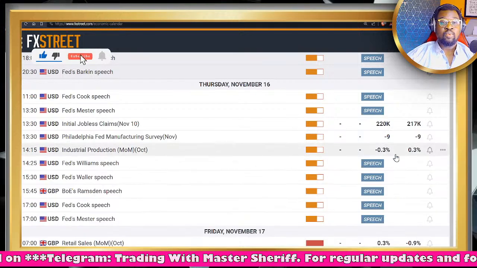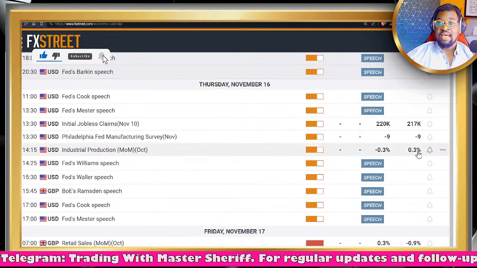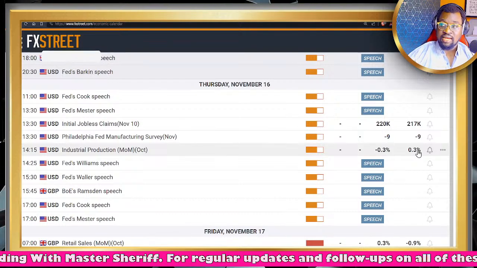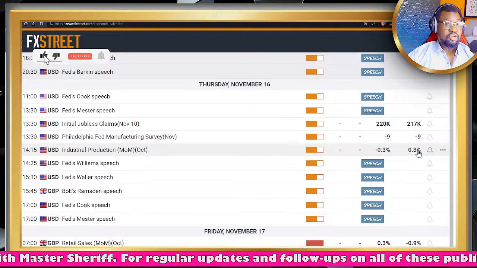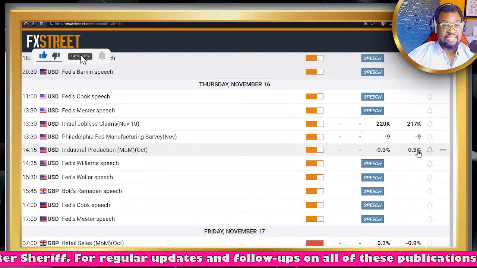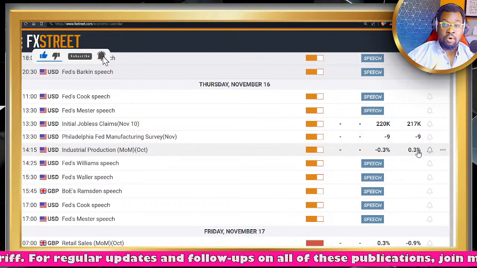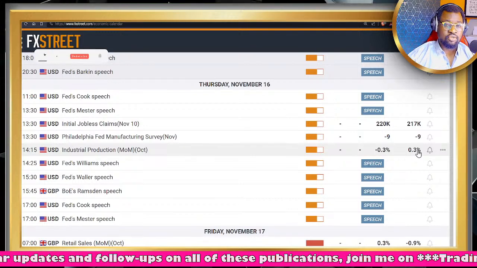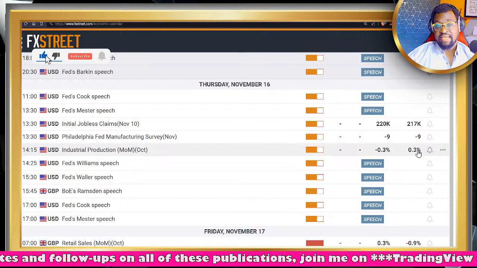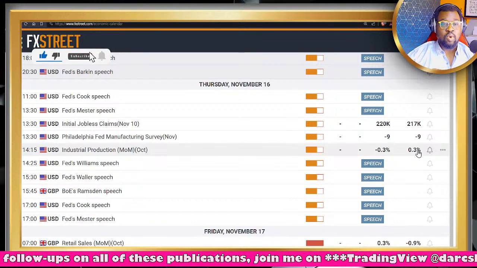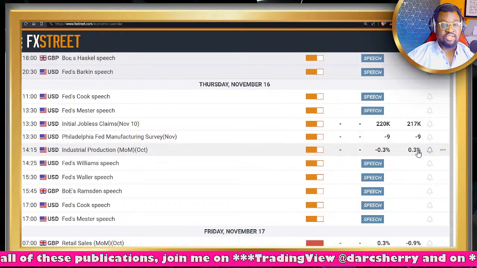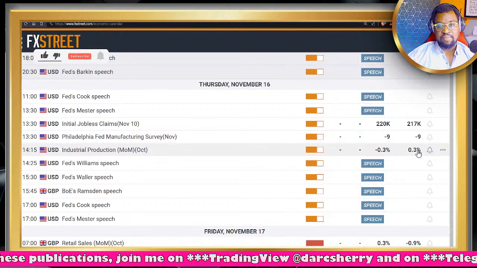Now, if we look at the data for the month of September, we had a 0.3% expansion in that sector, and economists are projecting a contraction of 0.3% for the month of October. So this tells us that things are not looking very rosy in that sector. So we look forward to see what the actual data will be. Will it be just as expected, below expectations, or even beyond expectations?